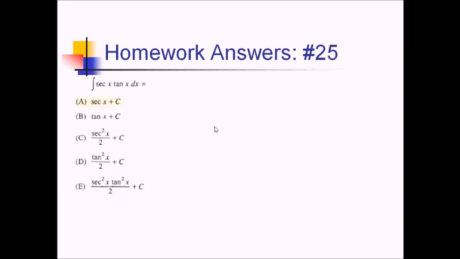For 25, we just want the antiderivative of secant tan of x. So this is just the derivative of secant, so the antiderivative will just be secant plus c, and that'll be answer choice A.